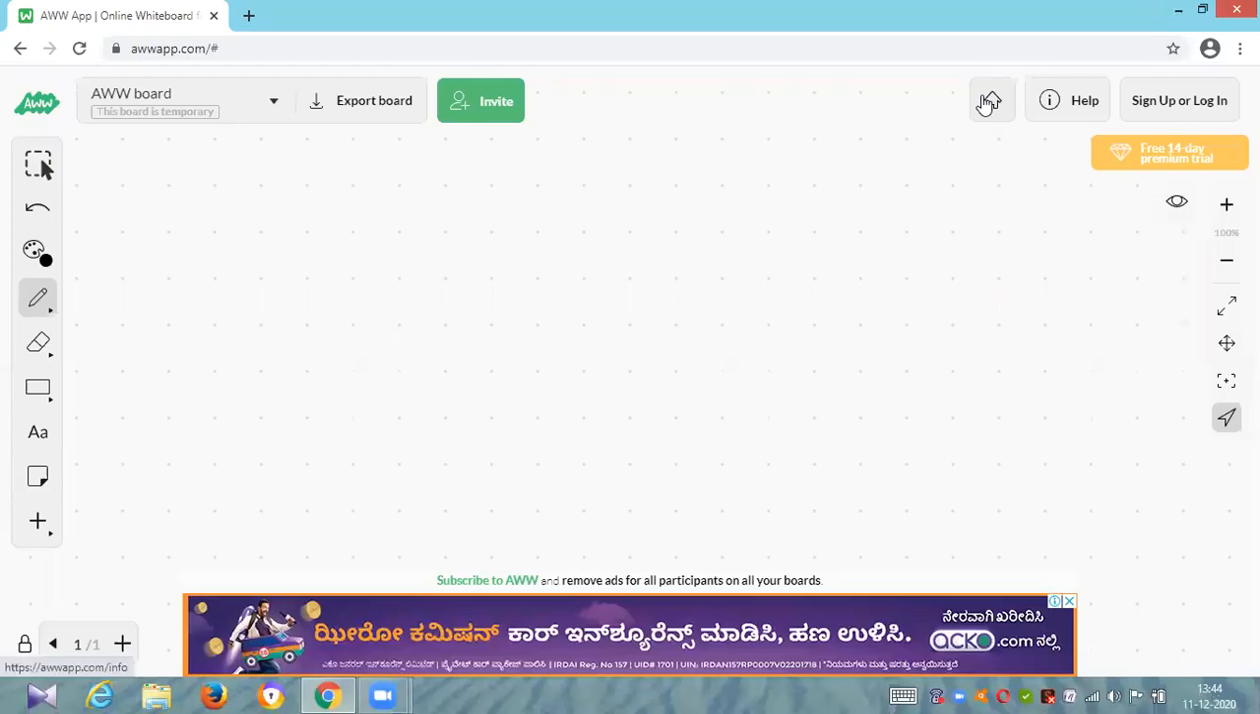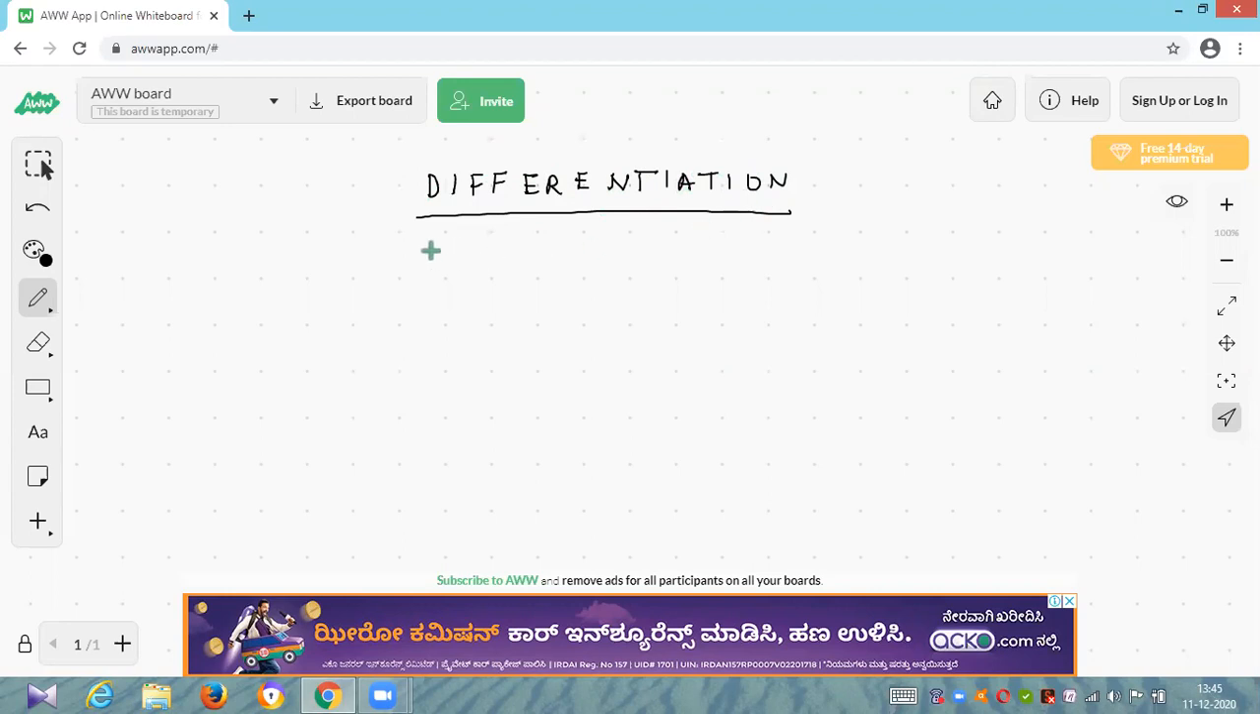Hello students, the topic that we are discussing today is differentiation. It is a very important topic in calculus and it's very important from your exam point of view. Now, differentiation, what do you basically mean by the word differentiation? The basic meaning of the word differentiation is breaking into small fragments, right?